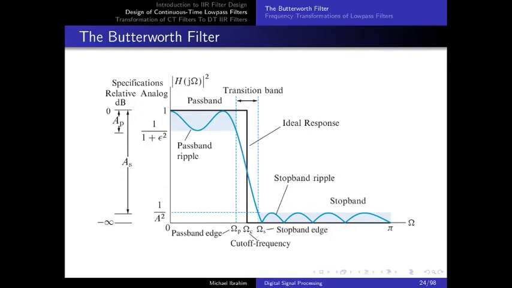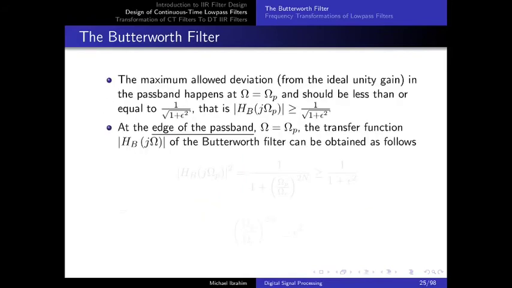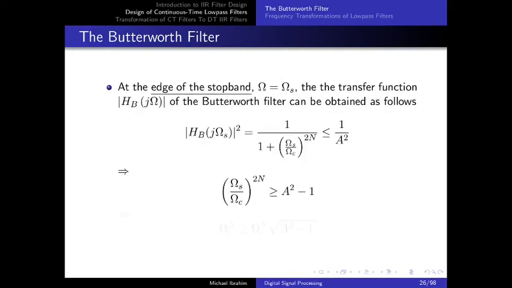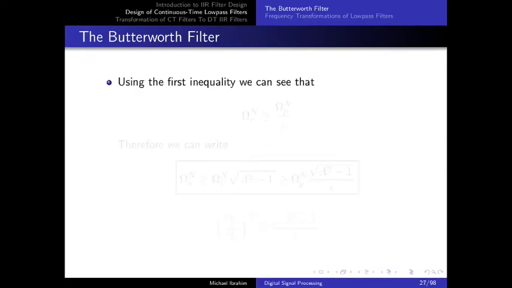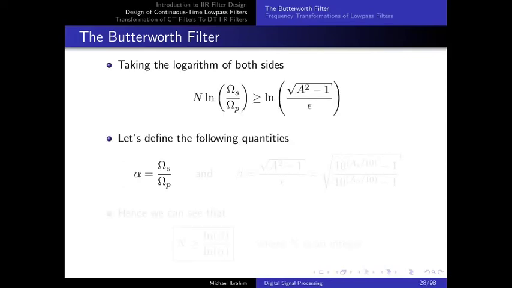Towards this end, we will be having a derivation, which I will skip for now. I will jump to the final result over here. Here we're trying to relate the specifications we have, A_P, A_S, omega P, and omega S, and the filter order. And the final result would look like this. First, we will define a quantity called alpha, which is omega S over omega P, the ratio between the stop band frequency and the pass band frequency. And this ratio we have called before the selectivity factor.